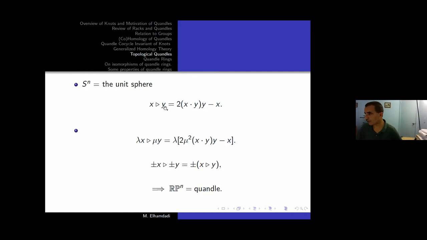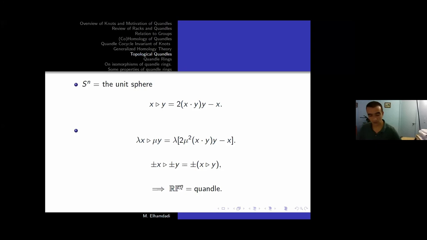First of all, one notices that if you put lambda in x and mu in y, quickly you can check this relation. Now, remember, I need to do the projective space. I have to identify antipodal points in the sphere, x and minus x. Then one can check that this gives a topological quandle structure on the projective space.